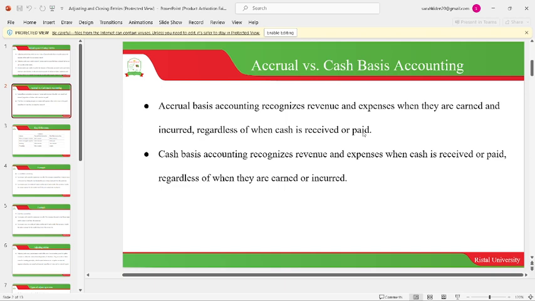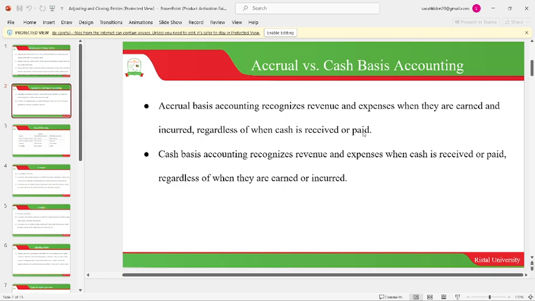And then we have cash basis. Cash basis accounting recognizes revenue and expenses when cash is received or paid, regardless of when they were earned or incurred. So even if you earned that money some time back, as long as you have not received the cash at hand, you cannot record it. When the organization has received the money, that's when you record, or when you pay, that's when you record. That is cash basis.